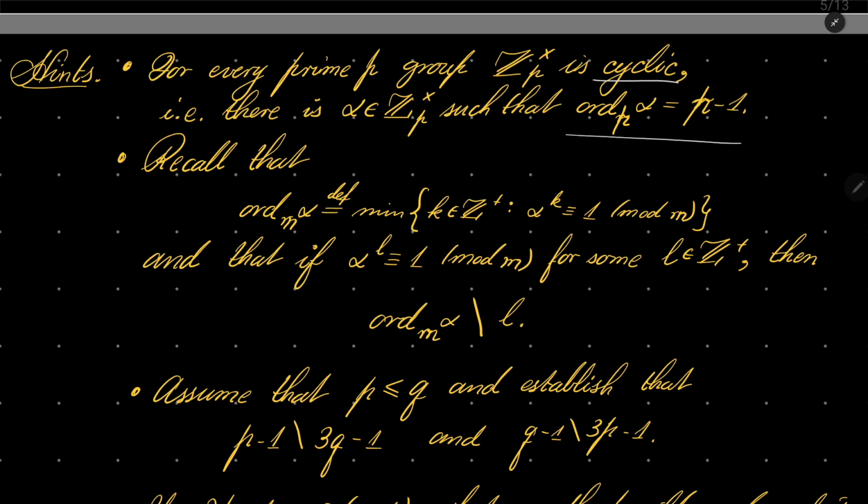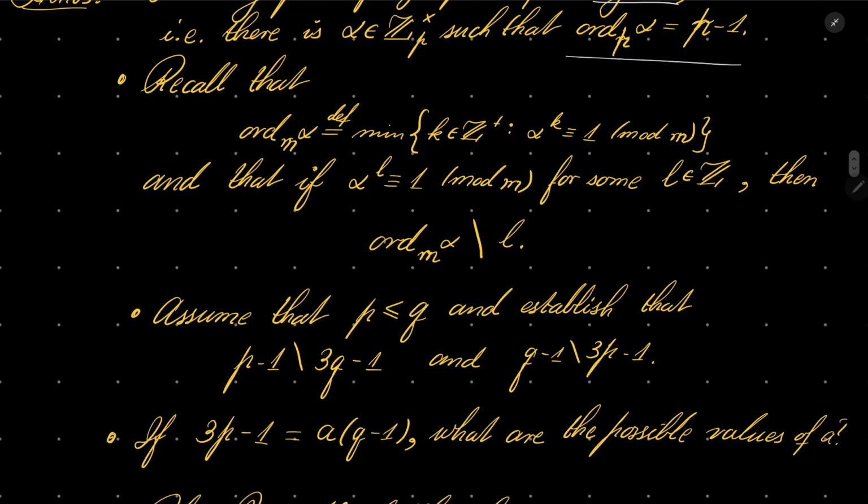And you may ask, what is the order of an element? Well, the order of element alpha modulo m is the least exponent k such that alpha to the power of k is congruent to 1 modulo m. It's the least positive exponent. And another important fact, recall that if alpha to the power of L is congruent to 1 modulo m for some positive integer L, then the order of alpha modulo m must divide L. Powerful fact, we'll use it.